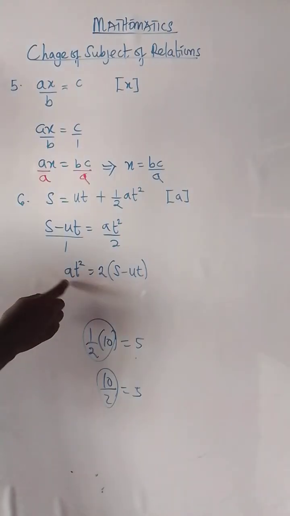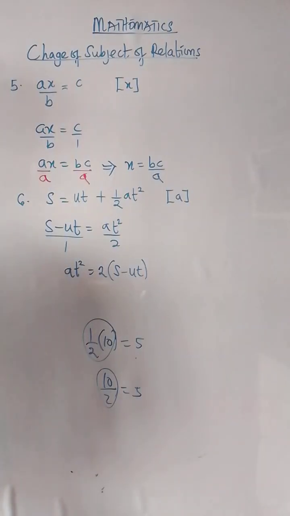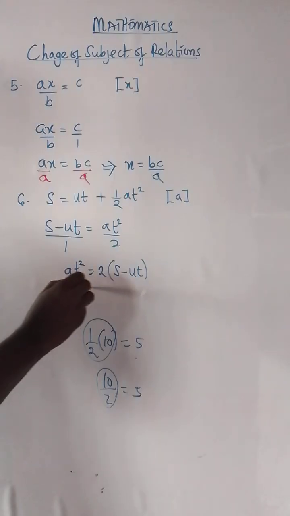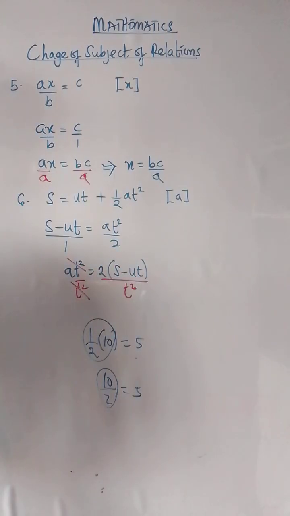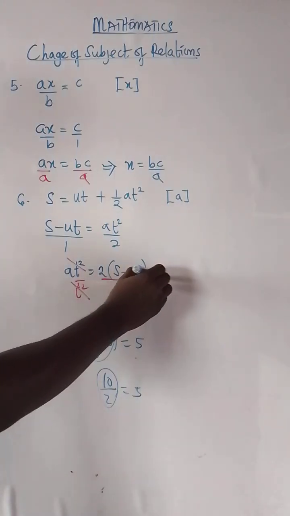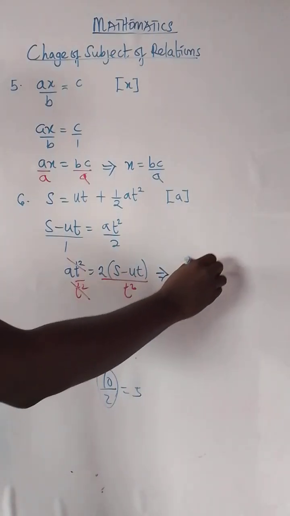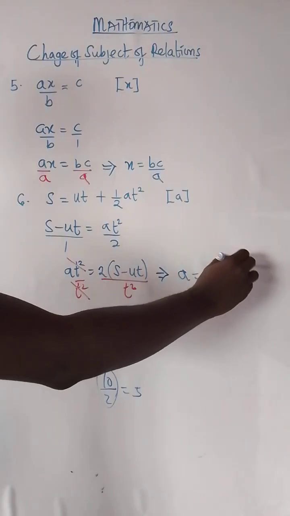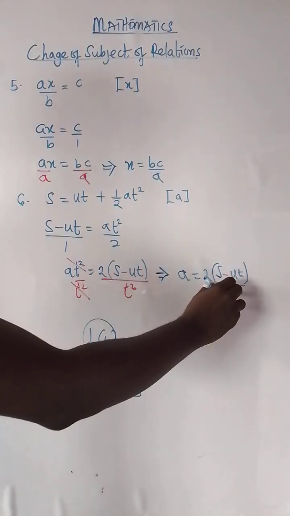To get A, this T squared must go. So we divide both sides by what? T squared. So that A can stand alone. So this T squares cancel T squared. From here, it implies that our A becomes 2 into S minus UT divided by square of T.